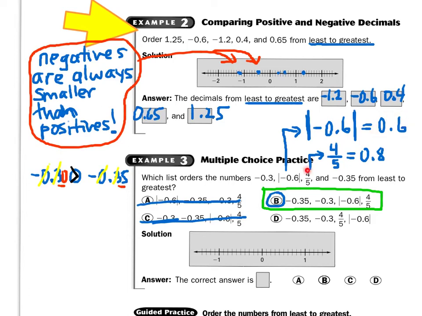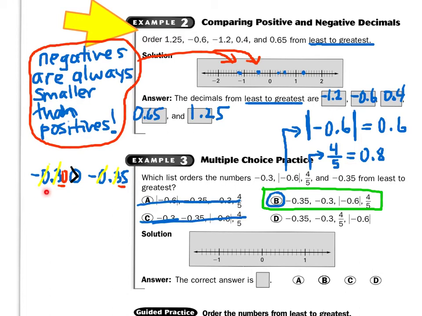And then we had to change 4 over 5 to a decimal. Remember, 4 divided by 5, you use the in and out if you need to divide, and that would be 0.8. And then we have negative 0.35. So now I'm going to put them in order. The first thing I grab are the negatives, and I compare them because I know the negatives are going to be smaller than the positives.